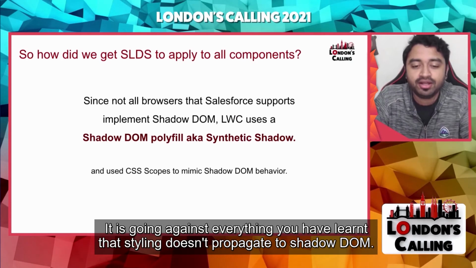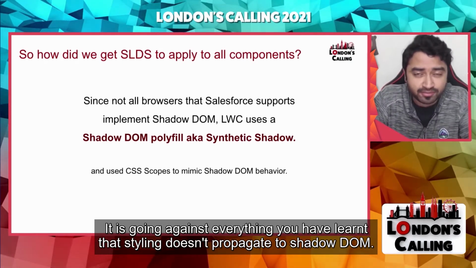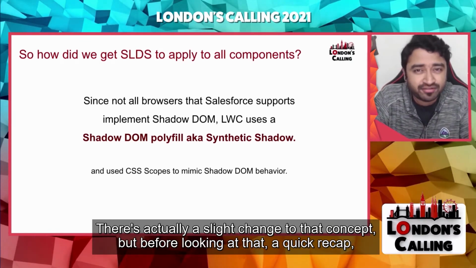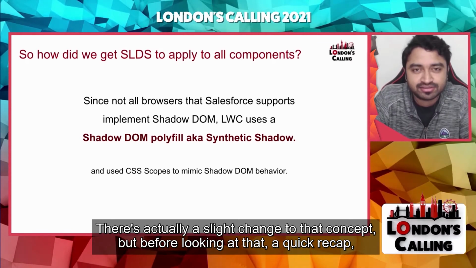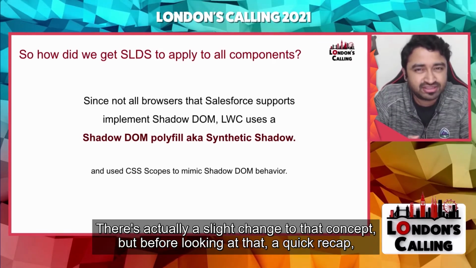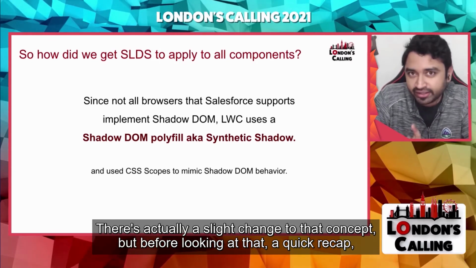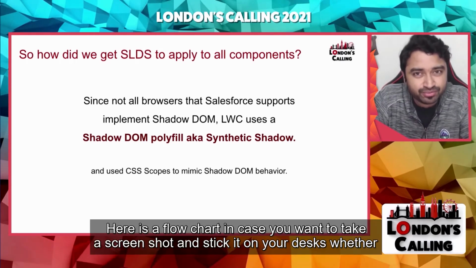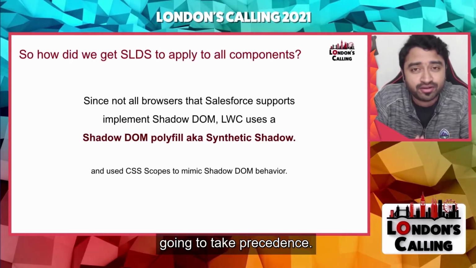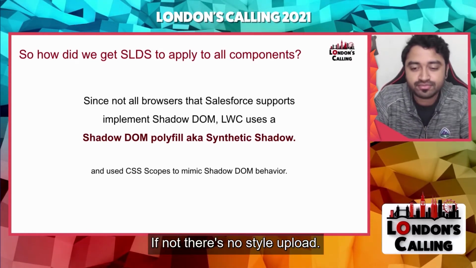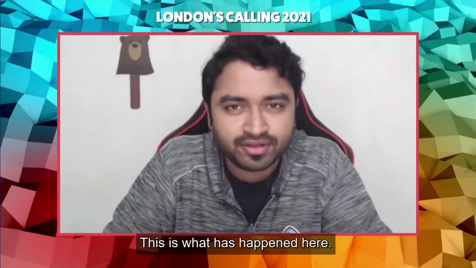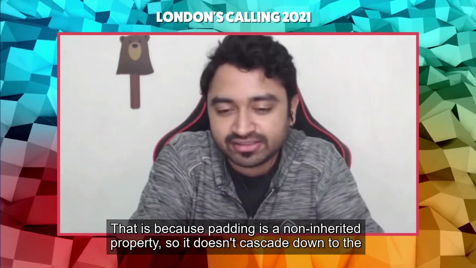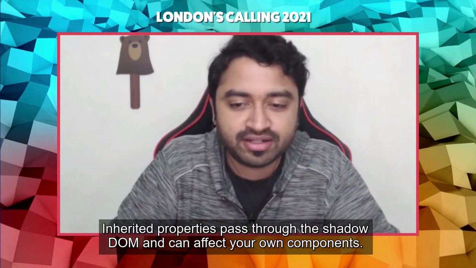Why is that? That is because on the platform, we are not using the standard Shadow DOM per se. We're actually using a polyfill. And the reason for that is backwards compatibility. Salesforce still supports some browsers like the great Internet Explorer, which is not capable of rendering Shadow DOM. So we had to build a polyfill for that, which we have nicely named synthetic shadow. It almost behaves like Shadow DOM, but it is not actual Shadow DOM. And that is how we were able to get SLDS styles to propagate. The way we've done that is using scopes.